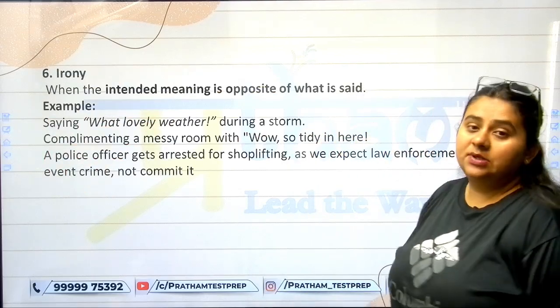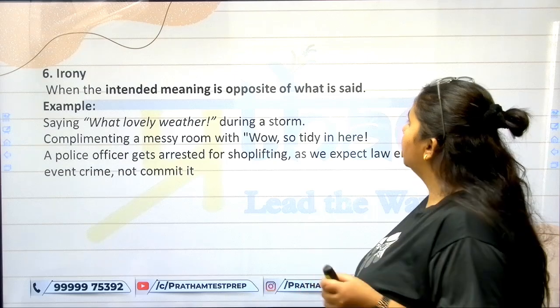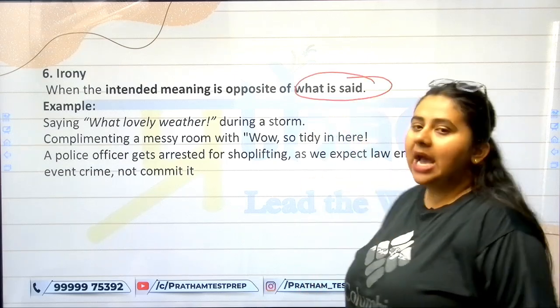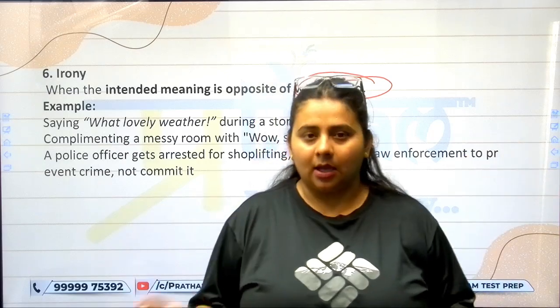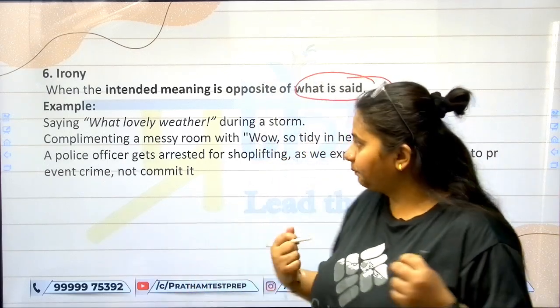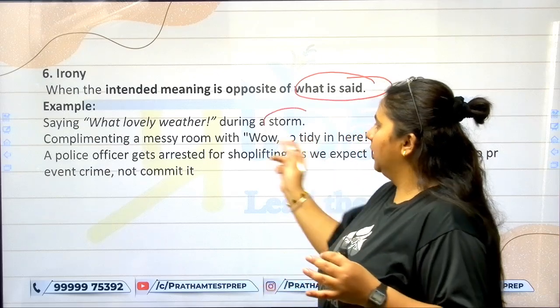Okay, now coming to the sixth one, guys. It says that when the intended meaning is opposite to what is said. So irony is opposite. What is said is not what is meant, and what is meant is not said. So when you go for the opposite. For an example, saying, what a lovely weather during a storm.